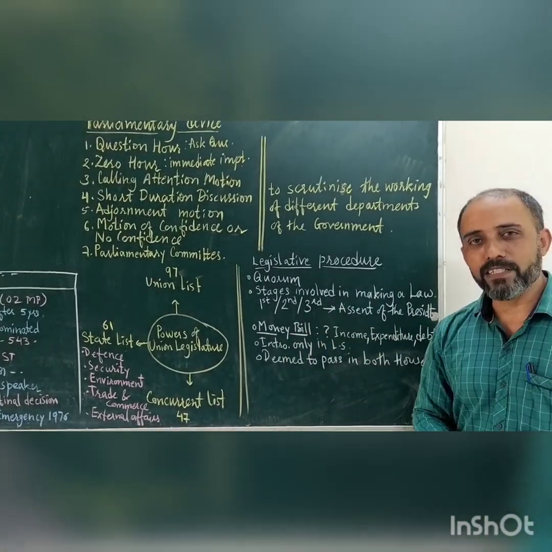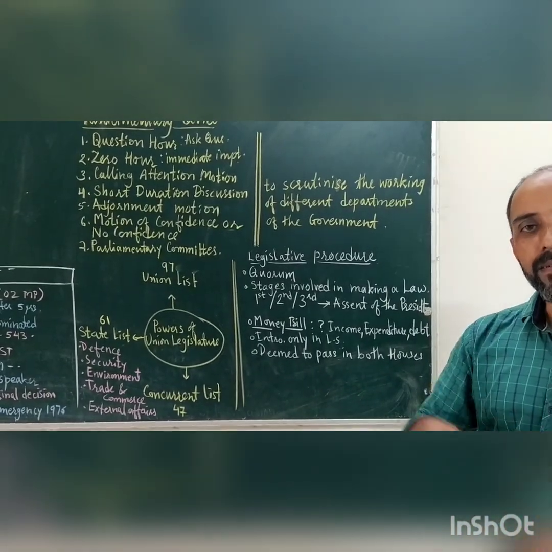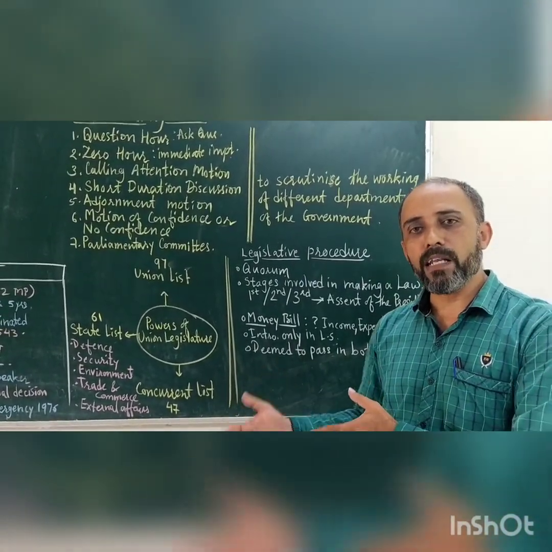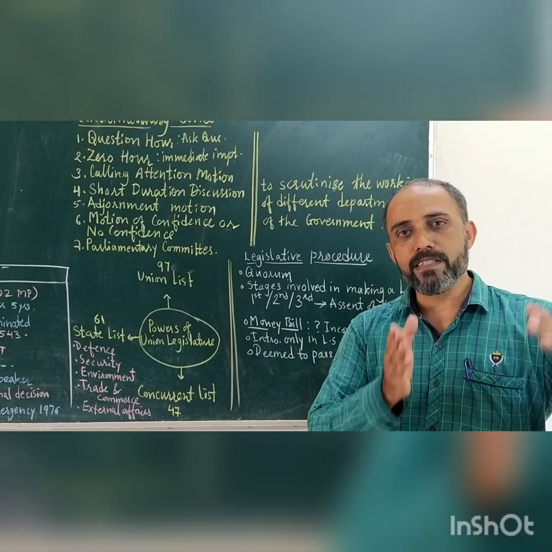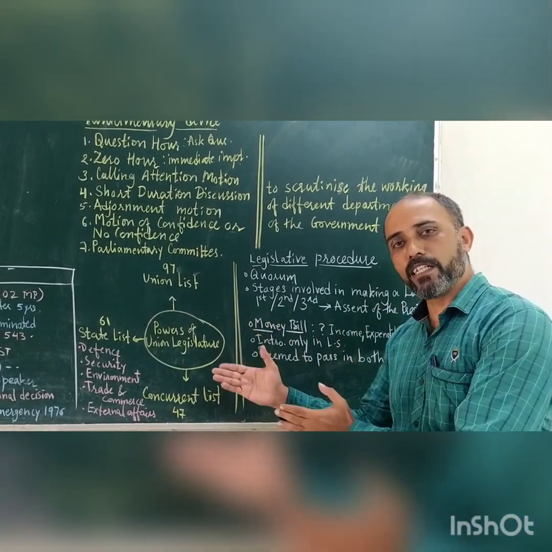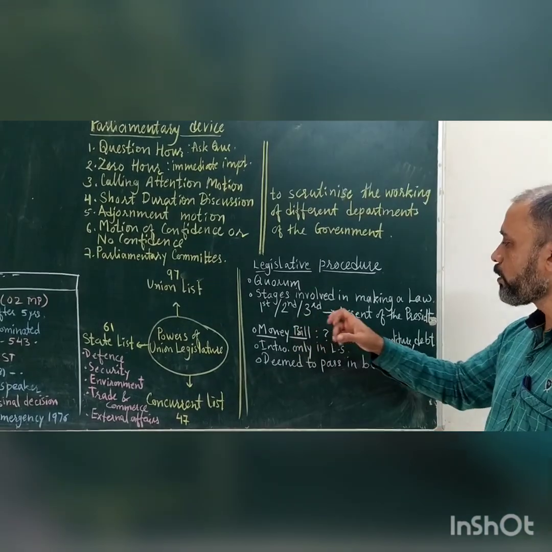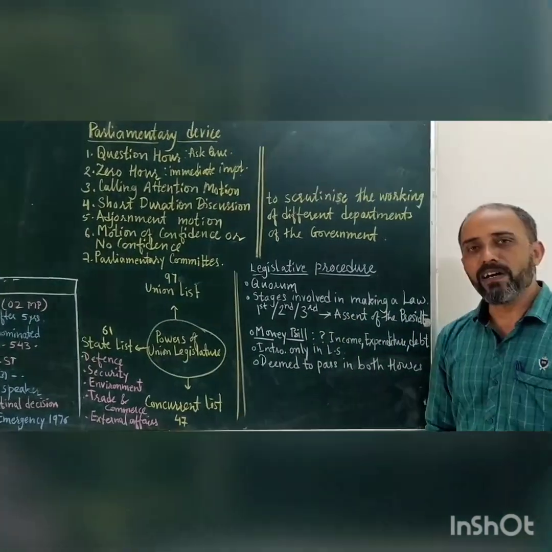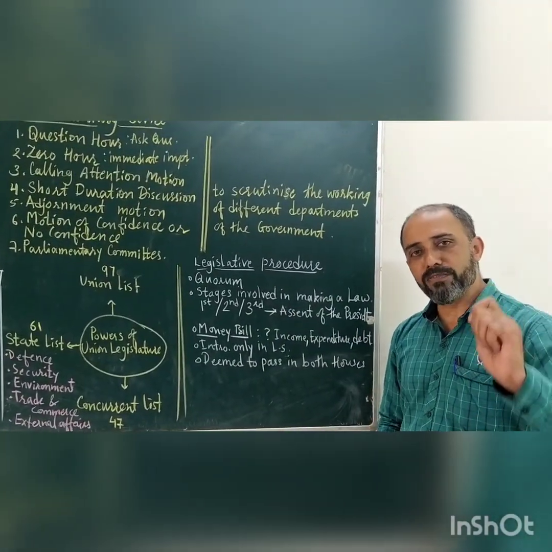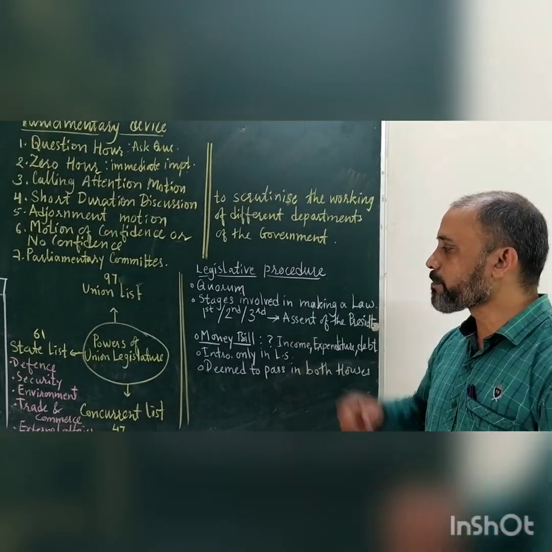And the third stage is a simple stage, but it is sent to the other house of the parliament. If it is submitted first in Lok Sabha, it is then taken to the Rajya Sabha. And after that, it is sent for the assent of the president. Once the assent or the signature is given by the President of India, it becomes a law.